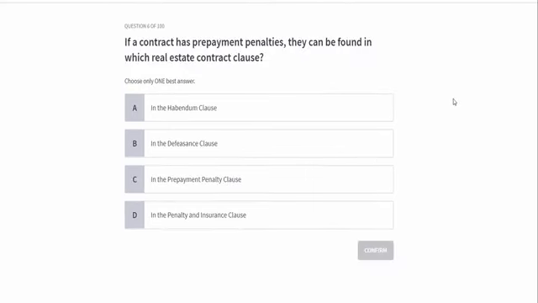If a contract has prepayment penalties, they can be found in which real estate contract clause? Is it A, in the habendum clause, B, in the defeasance clause, C, in the prepayment penalty clause, or D, in the penalty and insurance clause? So as always, here's an opportunity for you guys to think this one over, give you some time to come up with your answer.